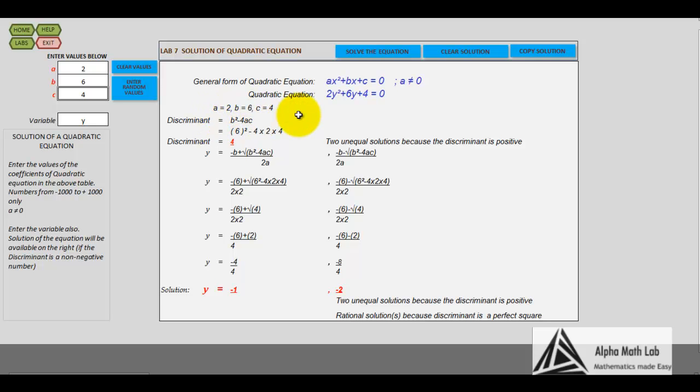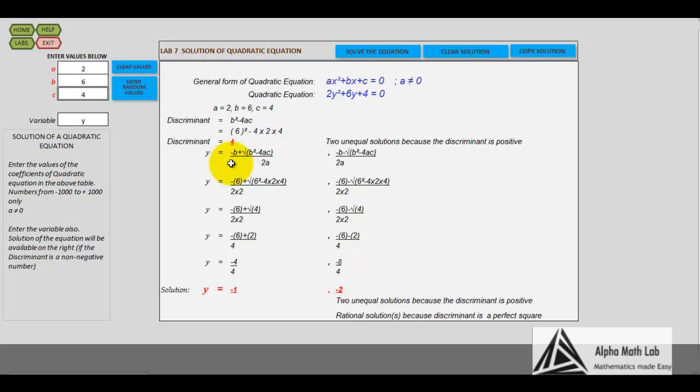First of all, we find out the discriminant of the quadratic equation, b squared minus 4ac, and we get the discriminant as 4. Since the discriminant is positive, there are two unequal solutions. At the same time, the discriminant in this case is a perfect square. Therefore, the equation solutions are rational solutions because the discriminant is a perfect square.